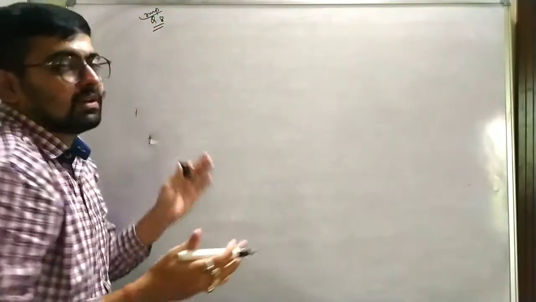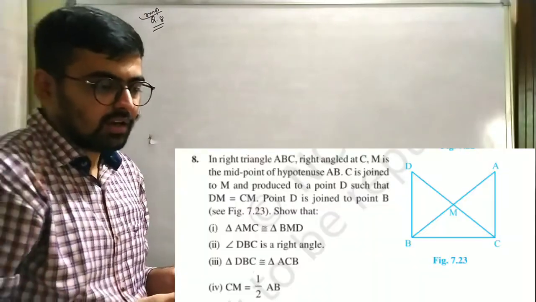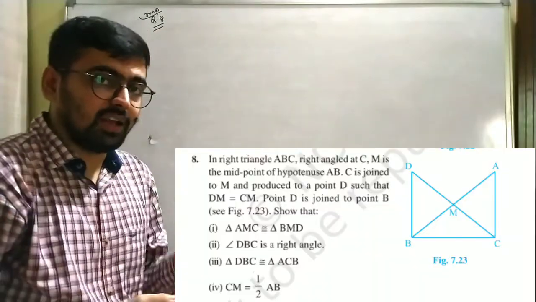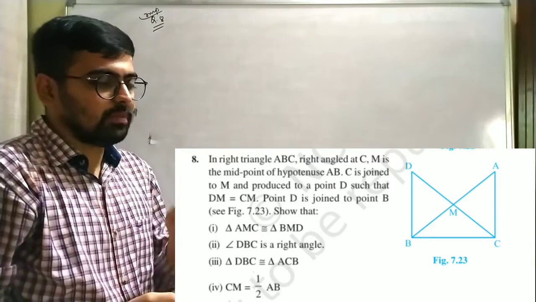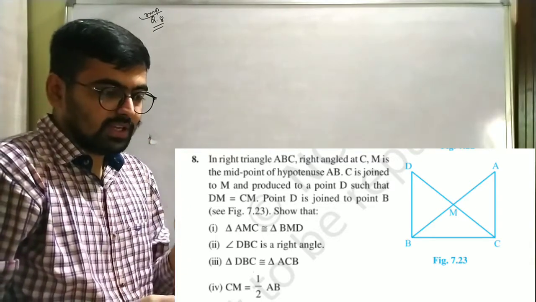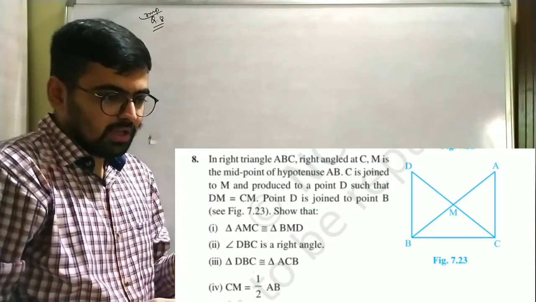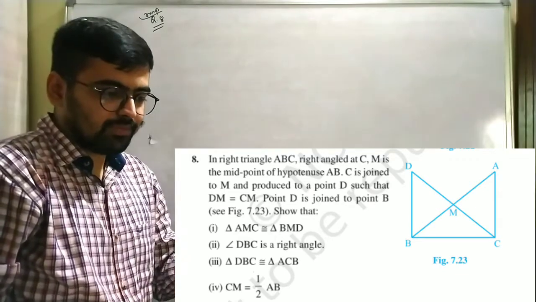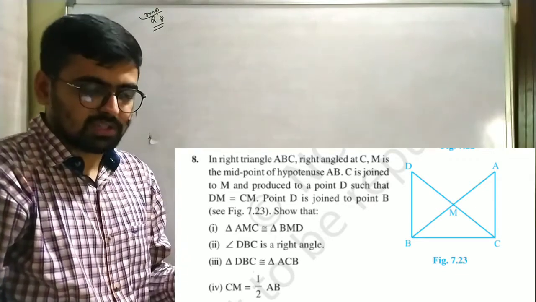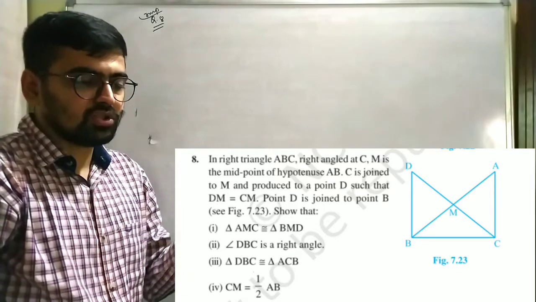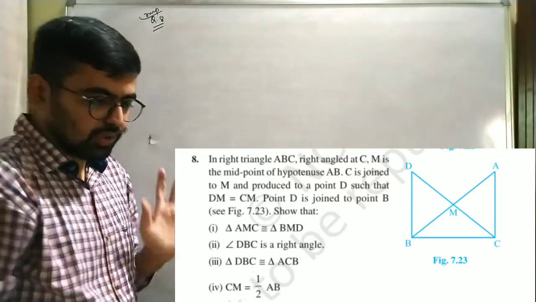Correct? As well as a bit lengthy. In right angle triangle ABC, right angle at C, M is the midpoint of hypotenuse AB, C is joined to M and produced to a point D such that DM equals CM. Point D is joined to point B as shown in figure.